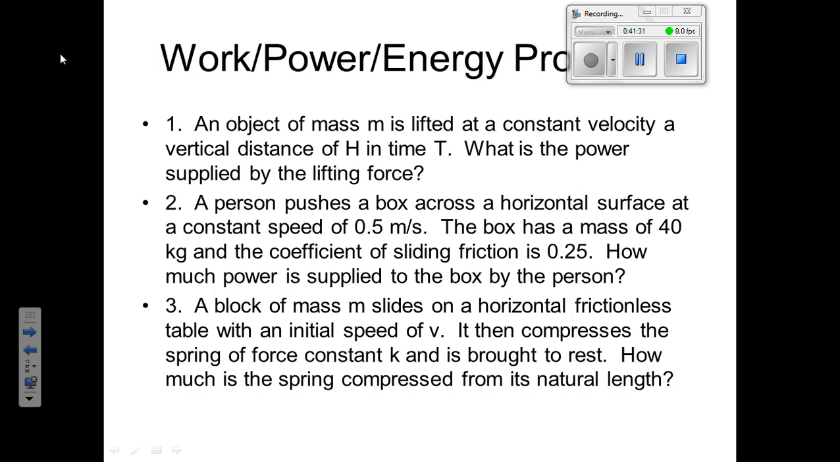An object of mass m is lifted at a constant velocity, a vertical distance of h in time t. What is the power supplied by the lifting force? All right, first of all, what's the equation for power? How do we find the power? Power is the rate of doing what? Work. What's work? Force over distance. Force, not force over distance. Force times distance, right?